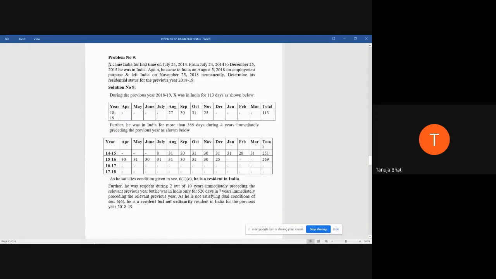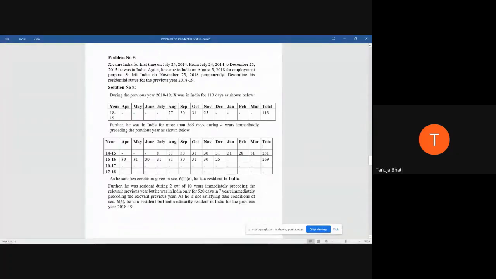So for this, let us see the problem once again. He came to India for the first time on July 24, 2014. So obviously, in which year is it going to fall? 14-15. Now he came for the first time in July. So in the year 14-15, for April, May, June he was not in India, so we have taken it as nil. Now in July he has come on 24th July.